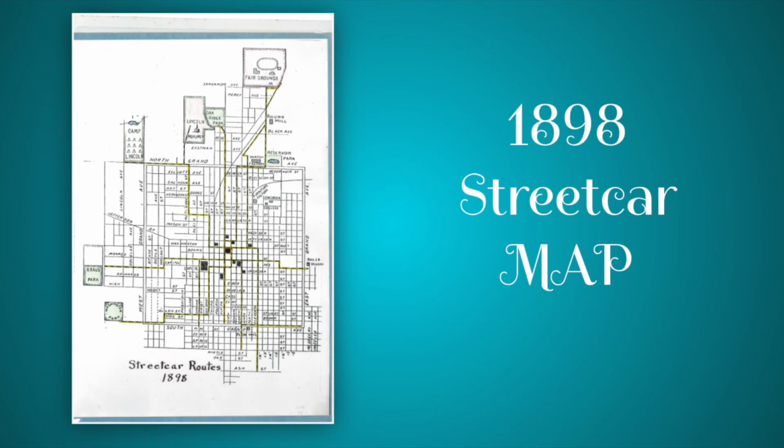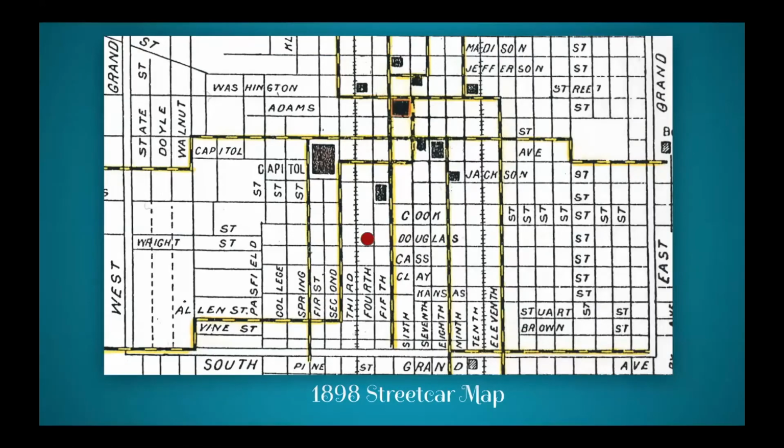The trolley line, as seen in the 1898 map, traversed the city, and the red dot is the Dana Thomas house. The yellow lines show the trolley lines that were close by.